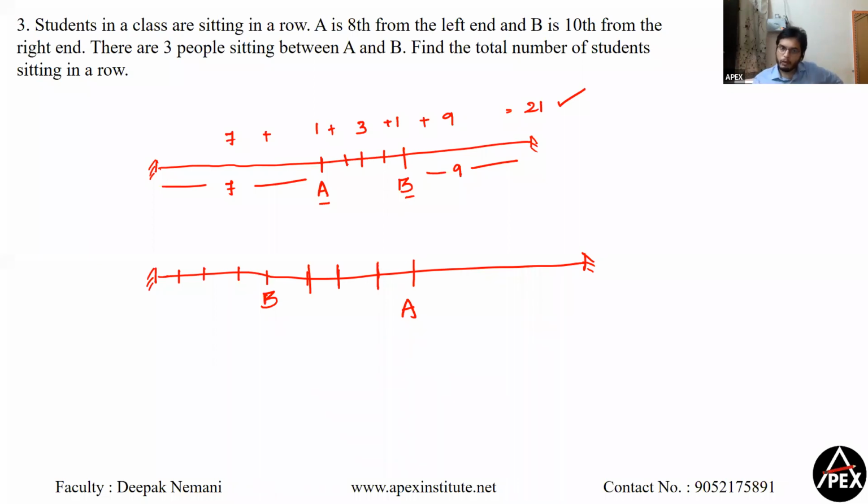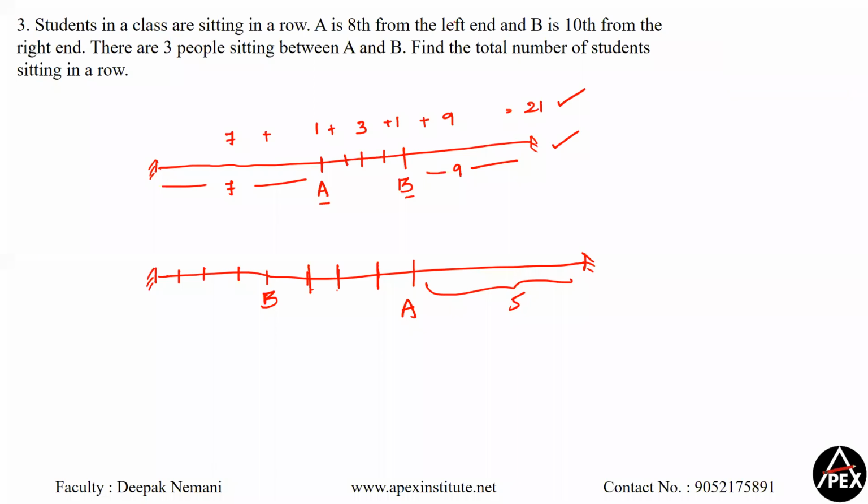If it is given that B is to the right of A, then you will be considering only this case, isn't it? Now B is 10th from the right hand. So there should be 9 people to the right of B. So 1, 2, 3, 4, and you will be having 5 people here. Now what are the total number of people sitting in that row? It is 12, 14. No, guys. So 1, 2, 3, 4, 5, 6, 7, 8, 8 plus 5, 13.